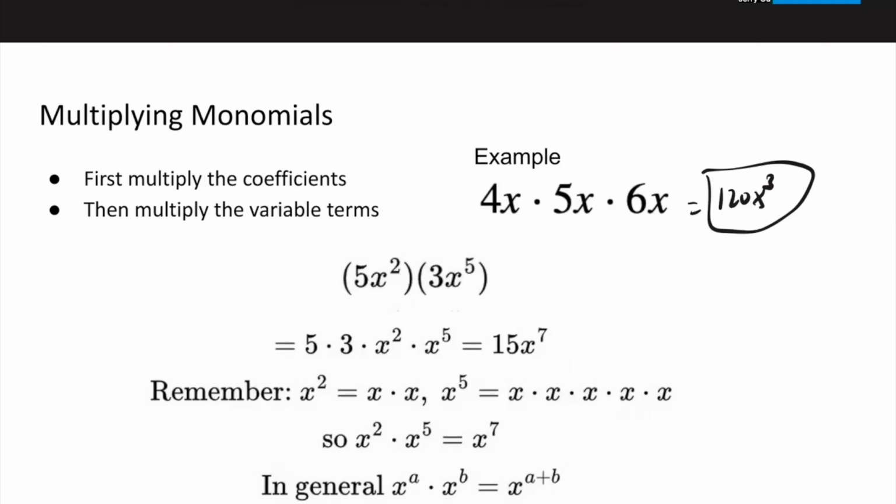Similarly, 5x squared times 3x to the fifth is just 15x to the 7th, since multiplying the coefficients, you get 15, and then the variable terms, you get x to the 7th. Remember, x squared is equal to x times x, and x to the fifth is a string of 5 x's multiplied by each other, so x squared times x to the fifth is just x to the 7th. In general, when you have two terms multiplied by each other like this, x to the a times x to the b, you'll get x to the a plus b. Perfect.